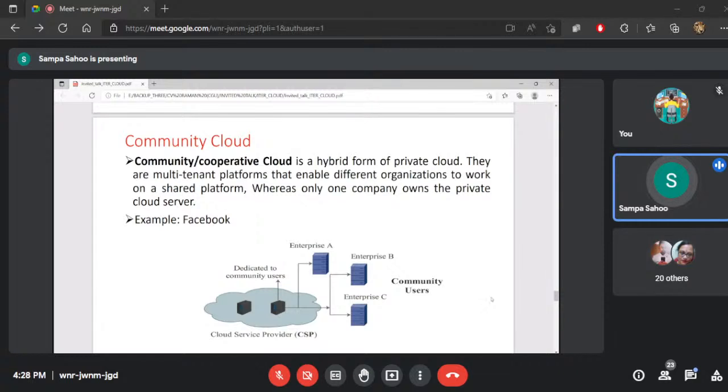Another deployment model is your community cloud or cooperative cloud. Usually community cloud is designed for a particular community that has the same work or the same interests. For example, Facebook community. For the Facebook community, a cloud server or cloud setup can be done.